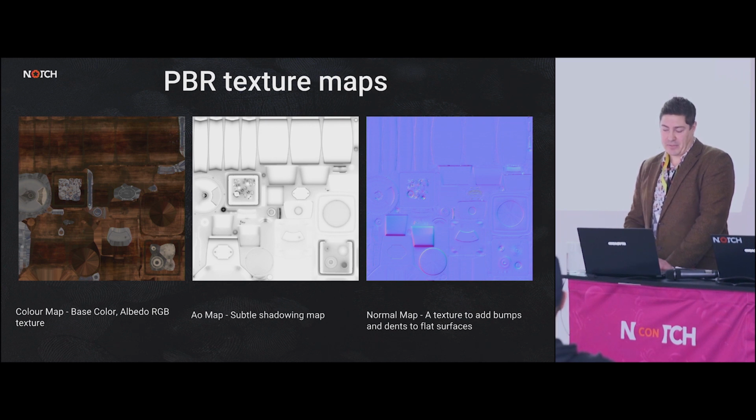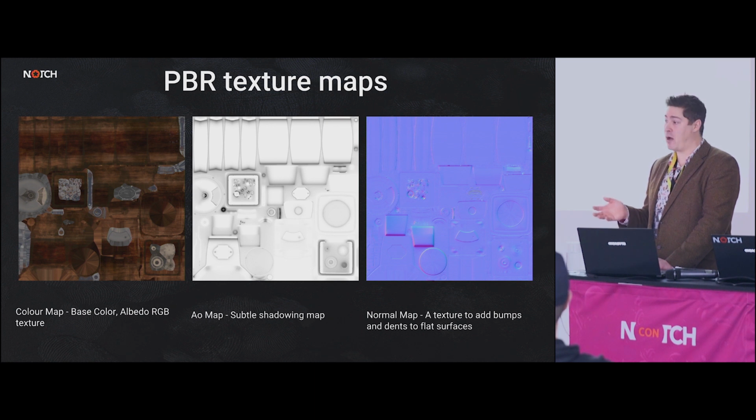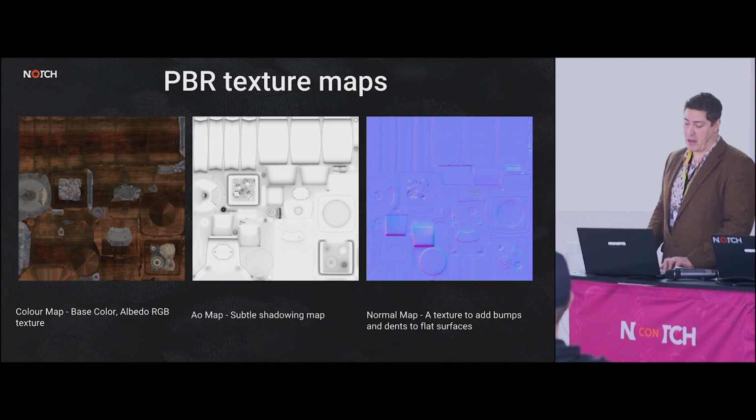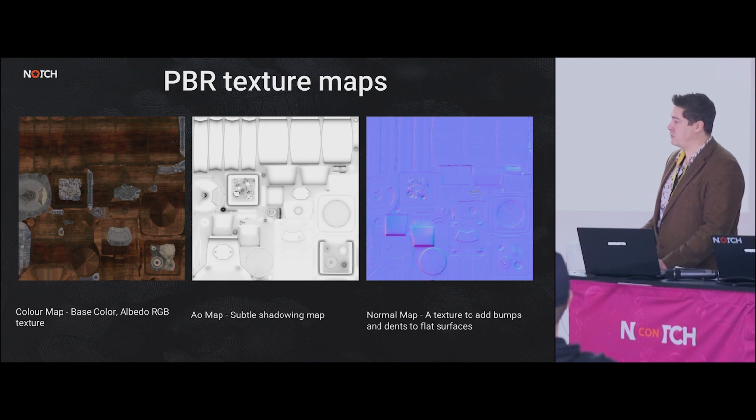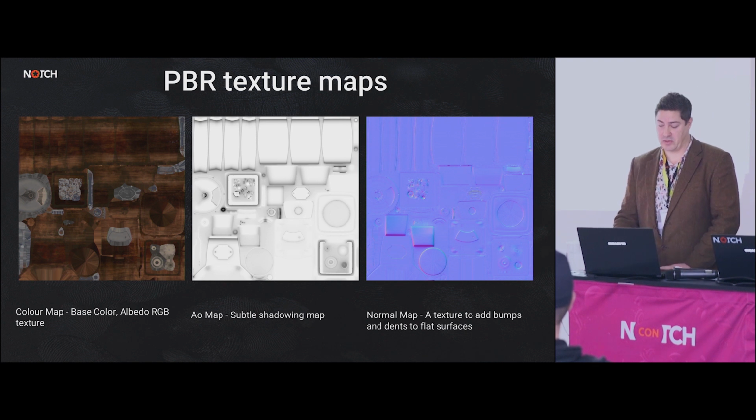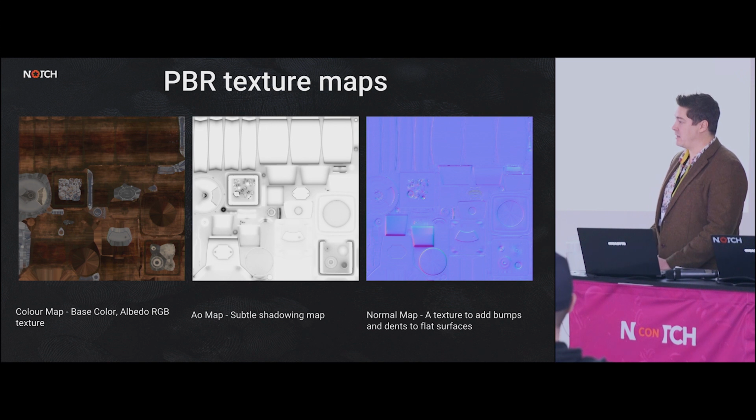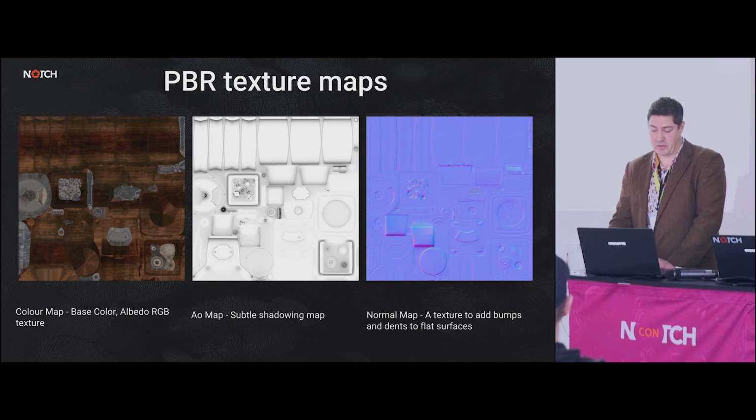So we have a color map, which is also known as base color or albedo. It's an RGB texture. We have our ambient occlusion map. This map adds subtle shadowing to the actual model. We have our normal map, and this adds all your extra details like bumps and dents on the actual flat surfaces of the model.